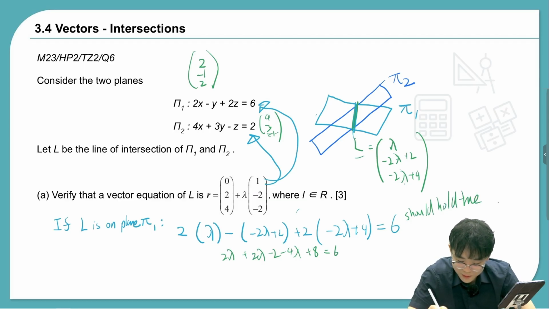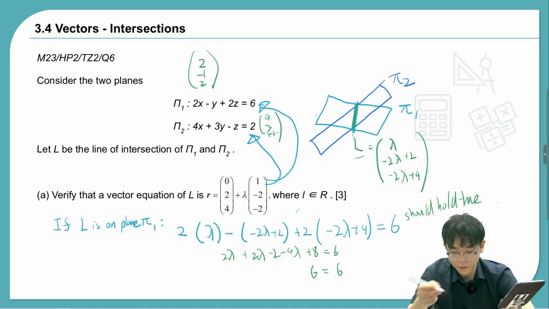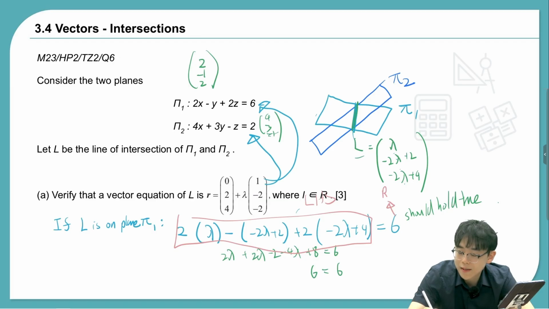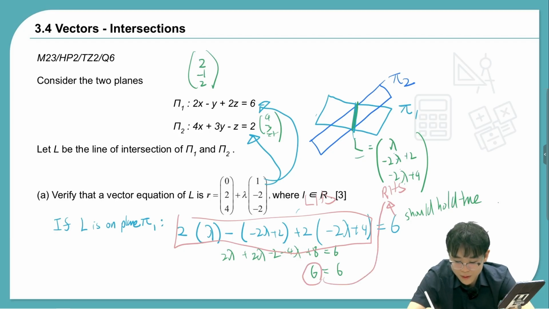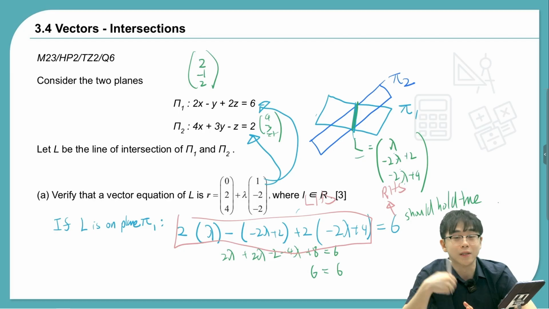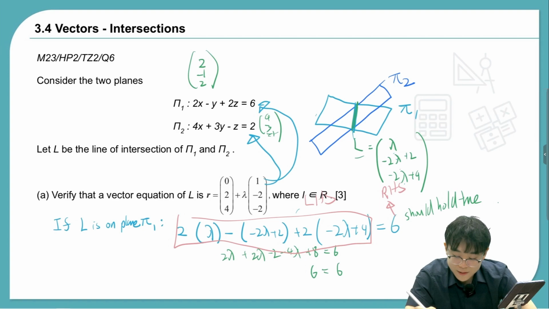Yeah, because if you organize everything, we get the left side as 6 and the right side as 6. Right? So of course, if you were to do it formally, we would have to start with, this is my left-hand side, this is my right-hand side. So if I manipulate and algebraically evaluate this, I end up with a 6, which is indeed equal to my right-hand side, right? So basically, we just want to confirm that x equals lambda, y equals minus 2 lambda plus 2, z equals minus 2 lambda plus 4, right? That satisfies the expression for plane pi 1.